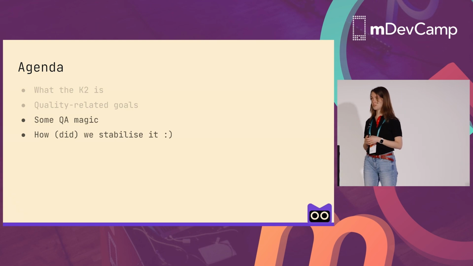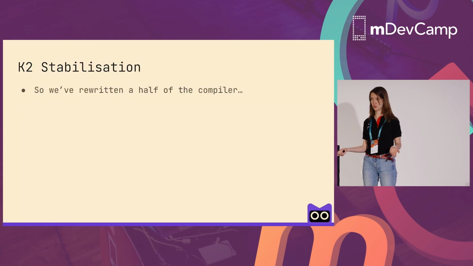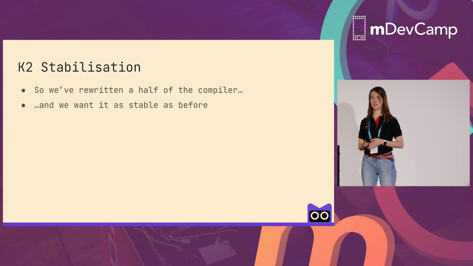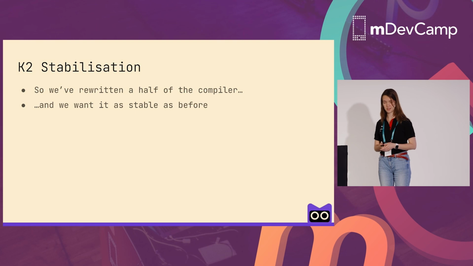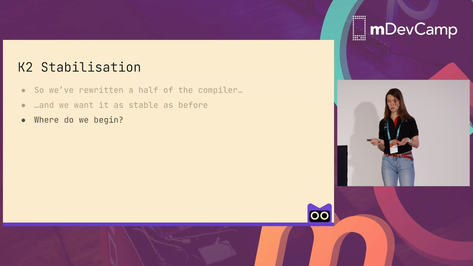So here is where QA comes in. You have rewritten something, but then you come to QA and say, please stabilize it. Please tell us how to make it have the quality for this. What do we do?